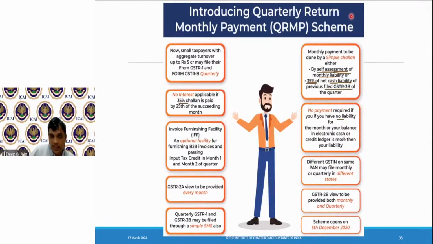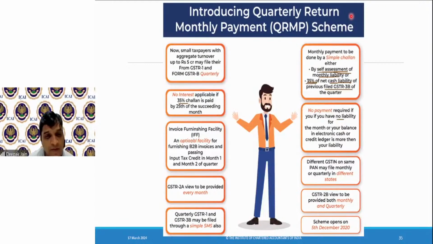So very beautiful scheme, which gives you an option that you do your monthly assessment. If you don't want to do it, you can pay a random amount of 35% based on your previous liability. Now, if you have sufficient balance in your cash and credit ledger, then you don't pay interest also.